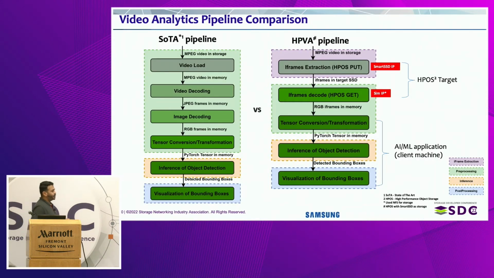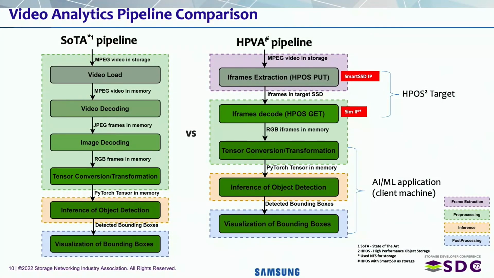Just to give you a little more detail on what I just spoke about: on the left side, you have the traditional video pipeline, right? You have pre-processing happening on that video file, then the inferencing, and then the final post-processing. What we have utilized is a technique called iframe filtering, and we offloaded that iframe filtering IP into the smart SSD, which you see in red, and also the decoding IP. Right now we have the simulator IP, and we are working on offloading that as well. The inferencing and the post-processing remain the same at the client side.